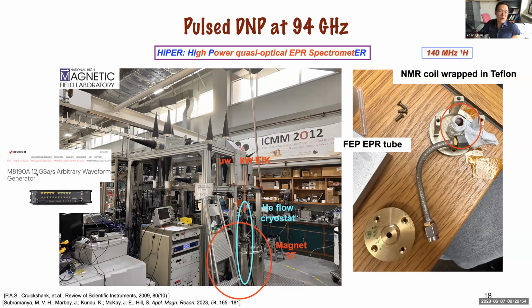It's equipped with a nice Keysight 12 gigasample per second AWG, allowing us to do all kinds of fancy chirps. And this is the sample stage for the spectrometer. We use a fluorinated plastic EPR tube. Here shows the NMR coil wrapped inside of these Teflon tapes.